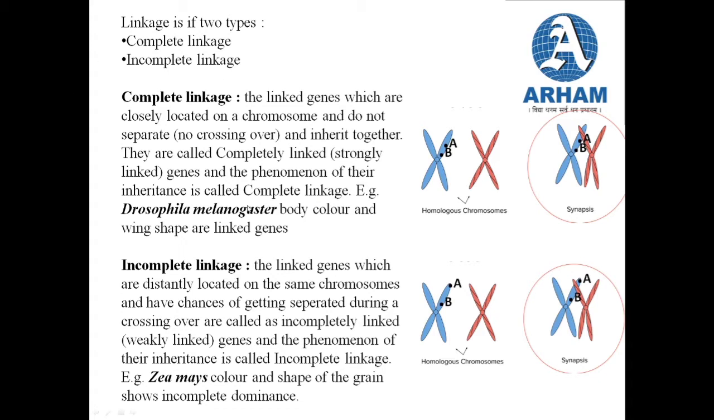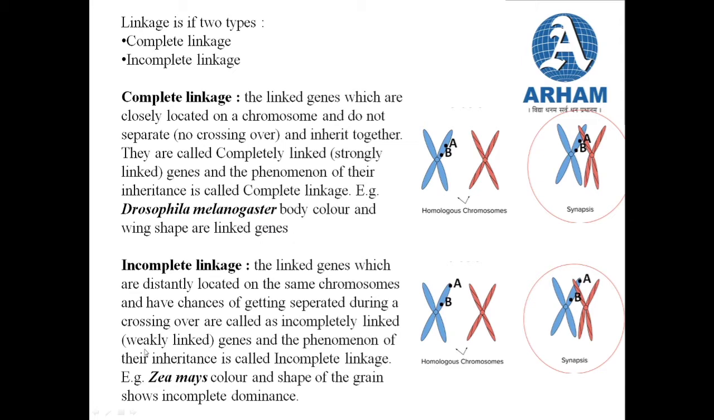Now this complete linkage was reported by Morgan in Drosophila melanogaster, that is the fruit fly. So in Drosophila, body color and the wing shape are linked genes. So gray body and normal wings is one linked gene pair, and black body and vestigial wings are again the second linked pair of characters. We will be studying the experiment that was done by Morgan in Drosophila melanogaster later in this chapter.